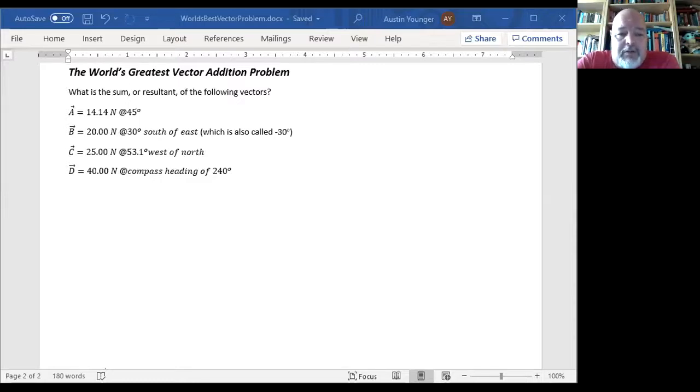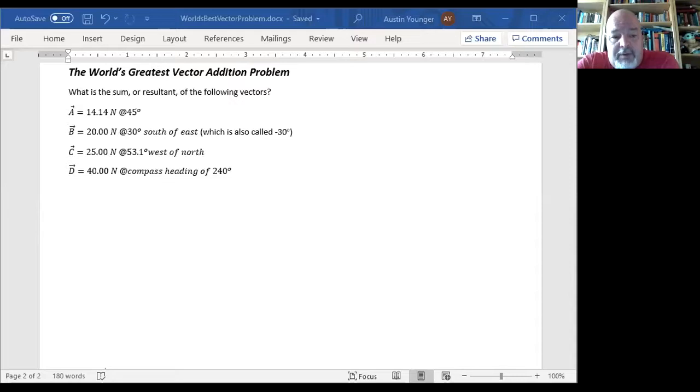Now, the other thing that makes this the world's greatest vector addition problem is I'm using only special angles. I'm using the 45-45 triangle and the 30-60 triangle and the 3-4-5 triangle. So we can actually do all this without having to do any trig calculations. I mean, we'll still be doing trig calculations, but we won't have to actually use trig functions on our calculator if we know our special angles.